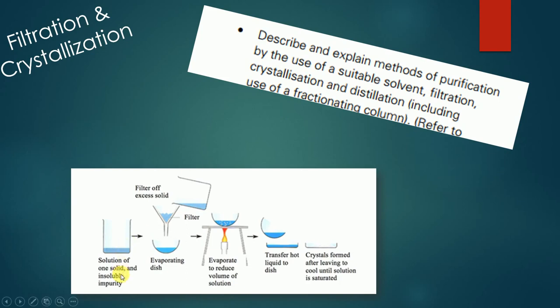Here we have a solution of one solid which is soluble and another one which is insoluble, considered as impurity. Now what are we going to do? We will pass this solution into this filter funnel which contains filter paper. This filter paper has small pores in it, so the soluble substance will pass through and be collected here in the evaporating dish as filtrate, while the excess solid will be collected here on the filter paper and is known as residue.